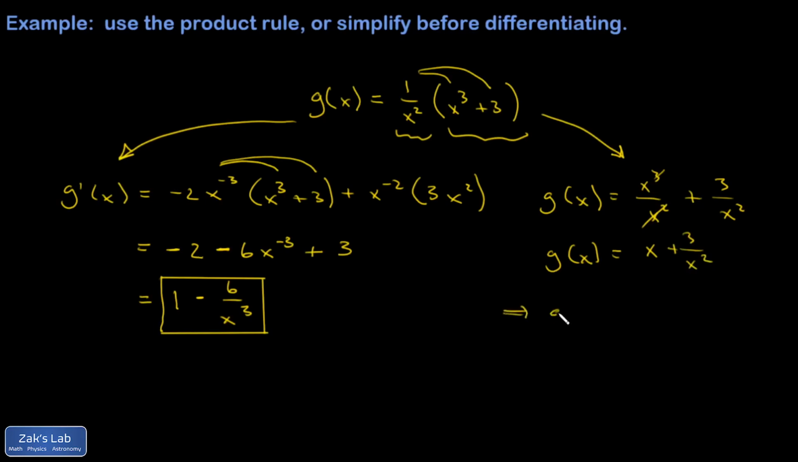Now I can get the derivative, g prime of x. The derivative of x is 1. And 3 over x squared, well, that's 3x to the negative 2. So I'm going to have negative 2x to the negative 3 for that derivative. And then clean things up a little. That's a 1 minus 6 over x cubed.